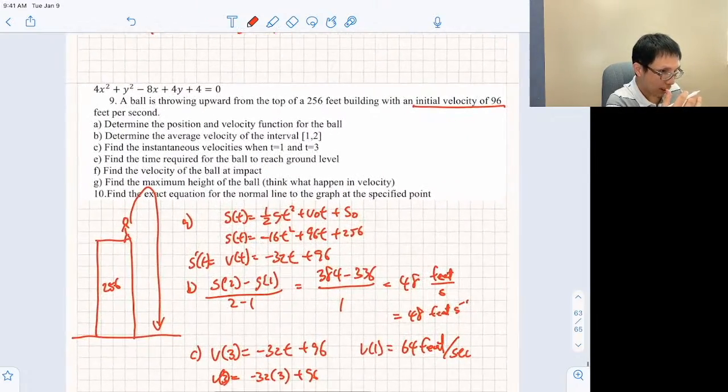You have to understand how to determine position, velocity, the average velocity over intervals, instantaneous velocity, the time to reach ground level, the velocity of the ball, and the maximum height of the ball. Anybody in this room who did not take physics? Is this confusing if you did not take physics? I'm assuming that you did not take physics, and that calculus did not go through this part. As far as interval motion, it's going to be the same.